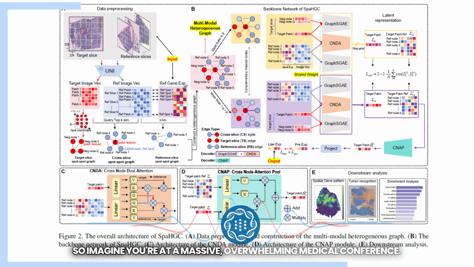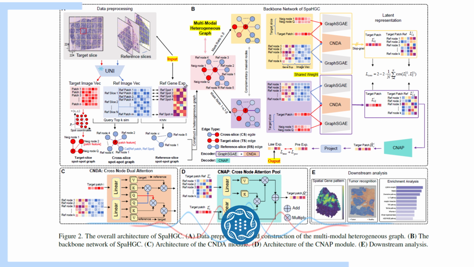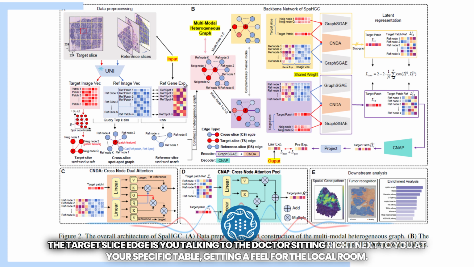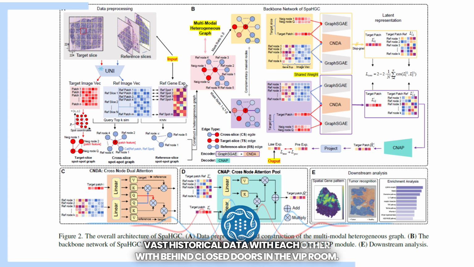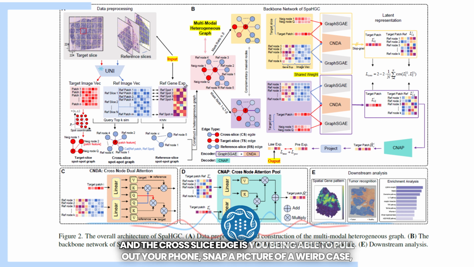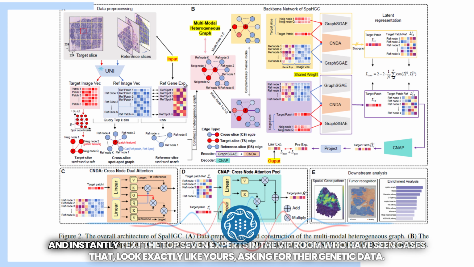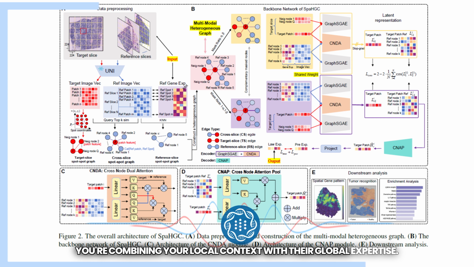So imagine you're at a massive, overwhelming medical conference. Okay. The target slice edge is you talking to the doctor sitting right next to you at your specific table, getting a feel for the local room. The reference slice edge is the world's top experts mingling and sharing their vast historical data with each other behind closed doors in the VIP room. I like this. And the cross slice edge is you being able to pull out your phone, snap a picture of a weird case, and instantly text the top 7 experts in the VIP room who have seen cases that look exactly like yours, asking for their genetic data. You're combining your local context with their global expertise.